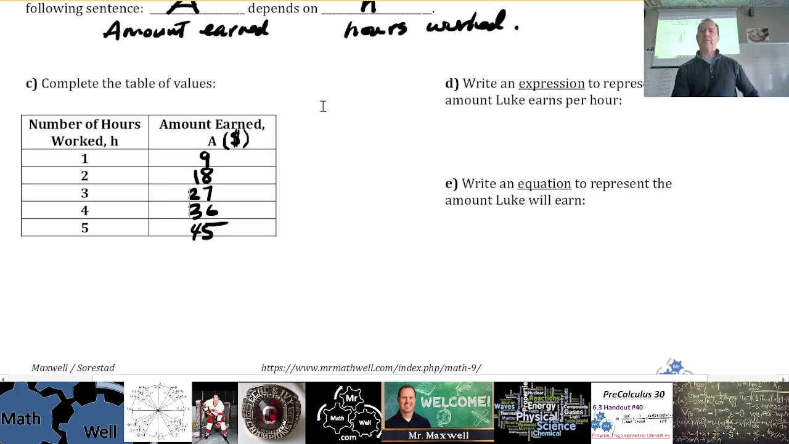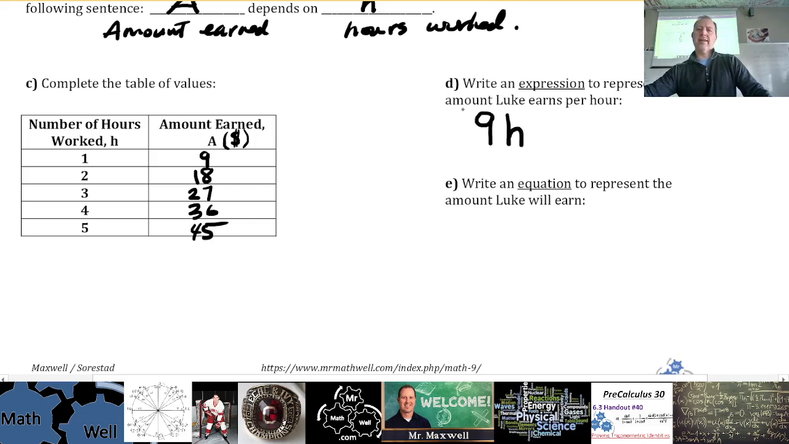All right, so write an expression to represent the amount Luke earns per hour. Okay, so here's where we're going to write an expression, and then we're going to write an equation. So the amount Luke earns per hour. Okay, so you're going to do $9 is what he makes per hour.